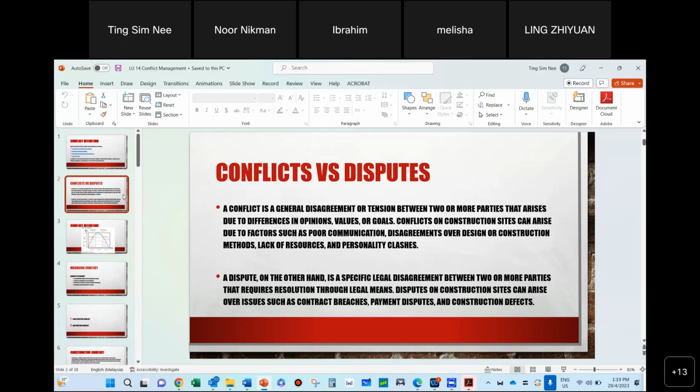So from a very general disagreement, you've escalated into a serious disagreement, something that creates tension between the two of you. And then you probably don't want to talk to one another, you are getting a bit upset with one another, and all that. So this, on the other hand, is actually a more serious disagreement.